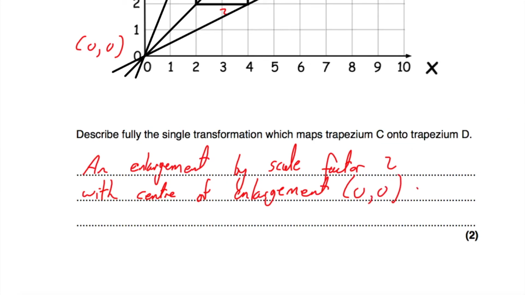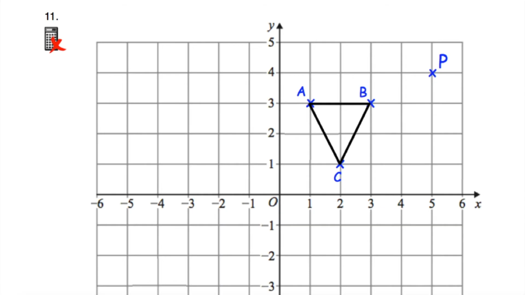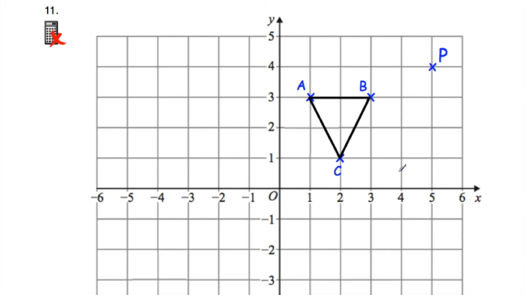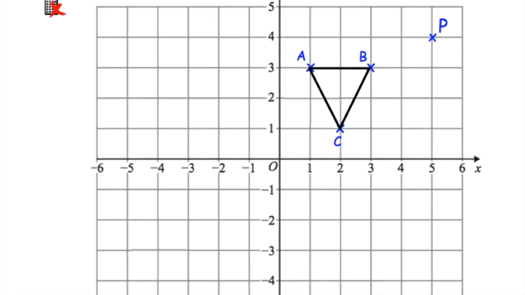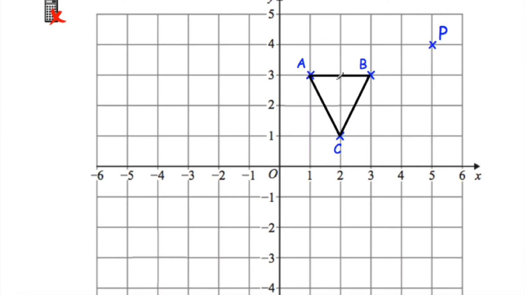Okay, let's look at our next question, question number 11. We've got this grid, our x-axis and y-axis, and we've got this triangle, ABC, and we've got this point here, P. The question says enlarge triangle ABC by scale factor 2 using P as the center of enlargement. So we want to enlarge this triangle by scale factor 2, and P is the center of enlargement. So it's not the origin this time, it's this point P, which is the point 5, 4.